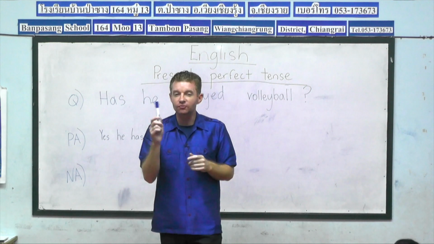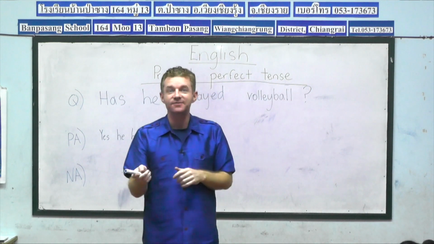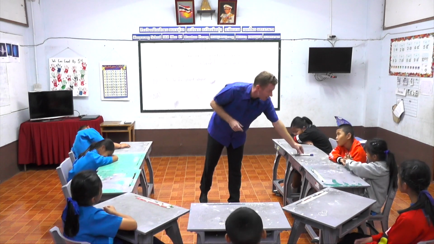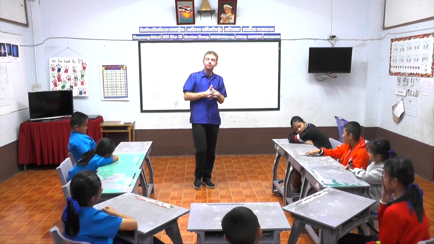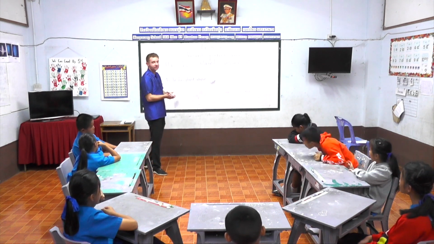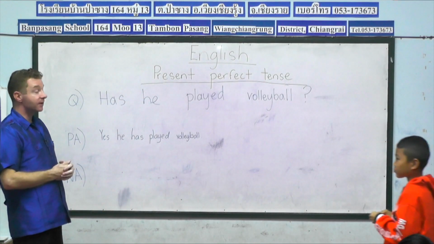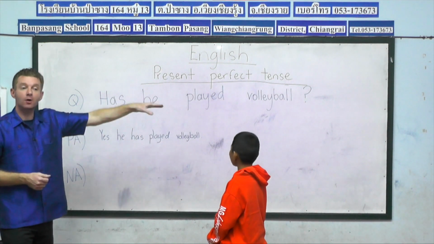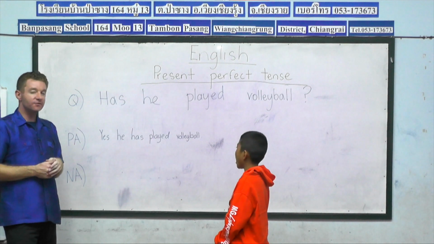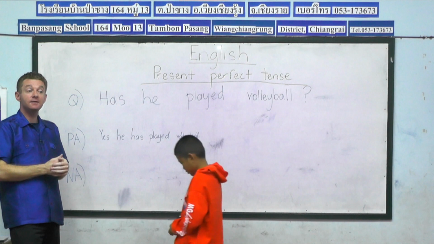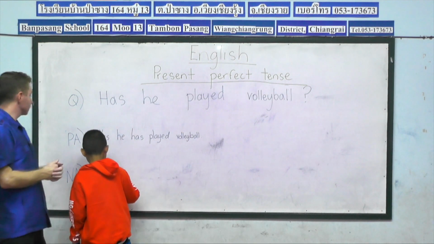Now, let's choose a student to come forward and provide the negative response. And let's see now, we will have Bangpon. So Bangpon will come forward and provide the negative response to our question. So let's all ask Bangpon again. Has he played volleyball? And this time we're looking for the negative response. So how does the negative response begin? No. Well done, Bangpon.